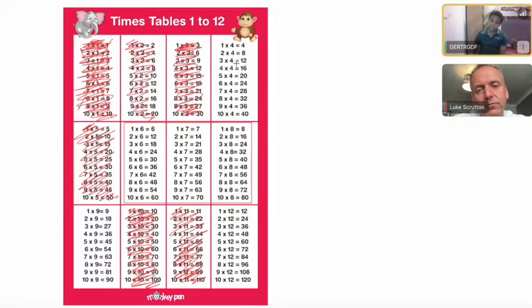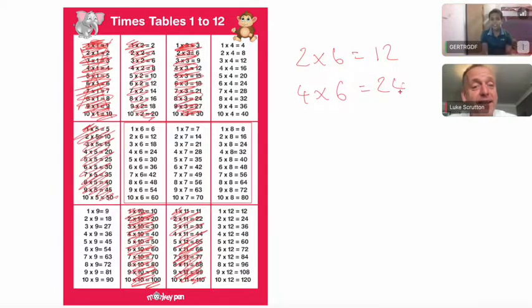They've got to learn it. Okay. That's one way. But look, if I know my 2 times table, so if I know, for example, that 2 times 6 is 12. Is that right? Yeah. 2 times 6 is 12, right? So 4 times 6 is what? 24. Right, it is.